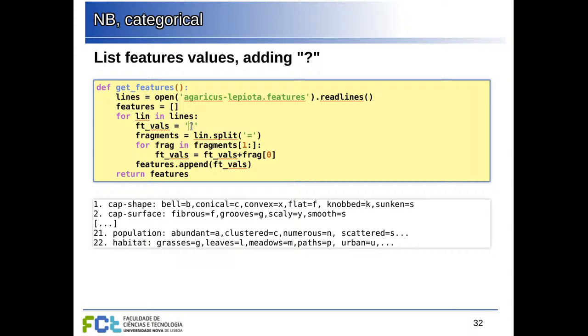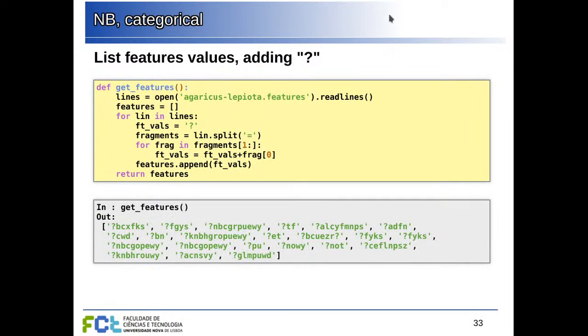This is something that is easy to use when you have categorical features, because then you just add another category. Unknown is a category. It's not possible to use if you have numerical features, because there is no number for unknown, and then you have additional problems there. But in this case, we just add an unknown category, so all the features can be bell, conical, and so on, and also unknown, and the classifier will take that into account. So this is the result. This is for the first feature, the possible values, for the second feature, third, and so forth.